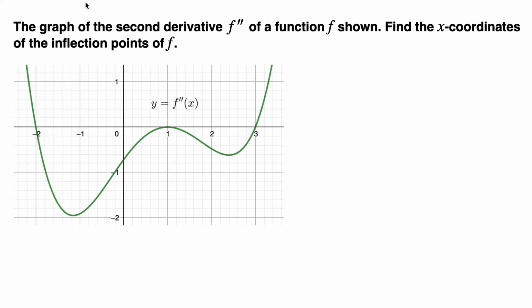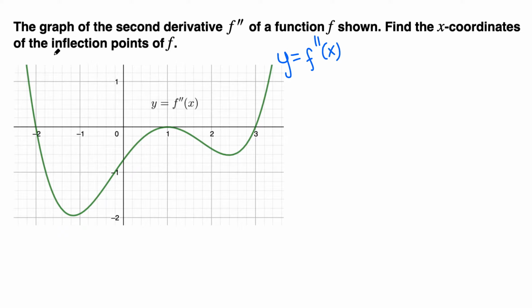The graph of the second derivative f double prime of a function f is shown. Find the x coordinates of the inflection points of f. So we are given the second derivative, y equals f double prime. This is the second derivative of a function. Now we need to find the x coordinates of the inflection points.